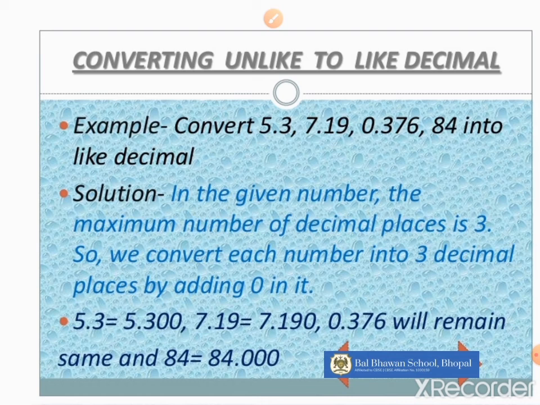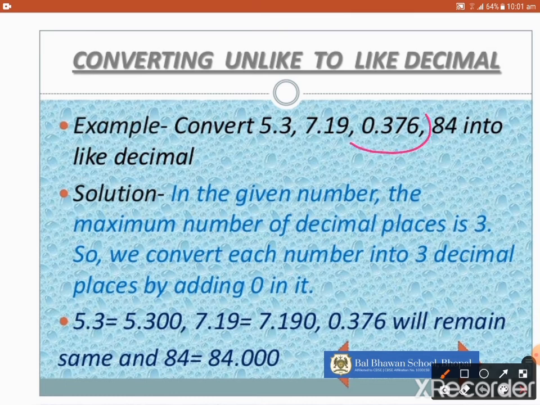First we have to observe which number has the maximum number of digits after the decimal. In the given example, 0.376 has the maximum number of digits after the decimal. That is, there are 3 digits. We have to make them like decimals, so each number should have 3 digits after the decimal. So for the numbers which do not have 3 digits after the decimal, we can put the required number of zeros in them. For example, 5.3 has only 1 digit after the decimal, so we can write it as 5.300. Adding 2 zeros to the number makes it a like decimal now.